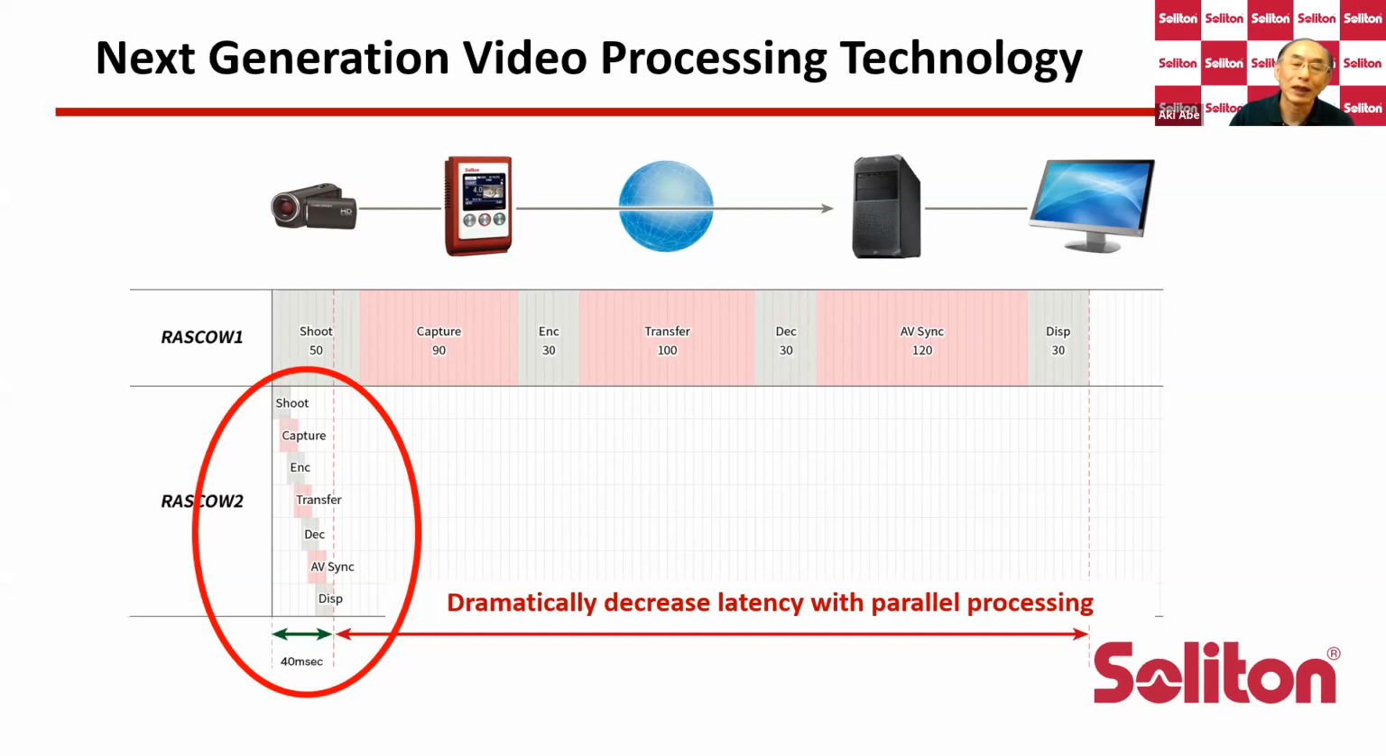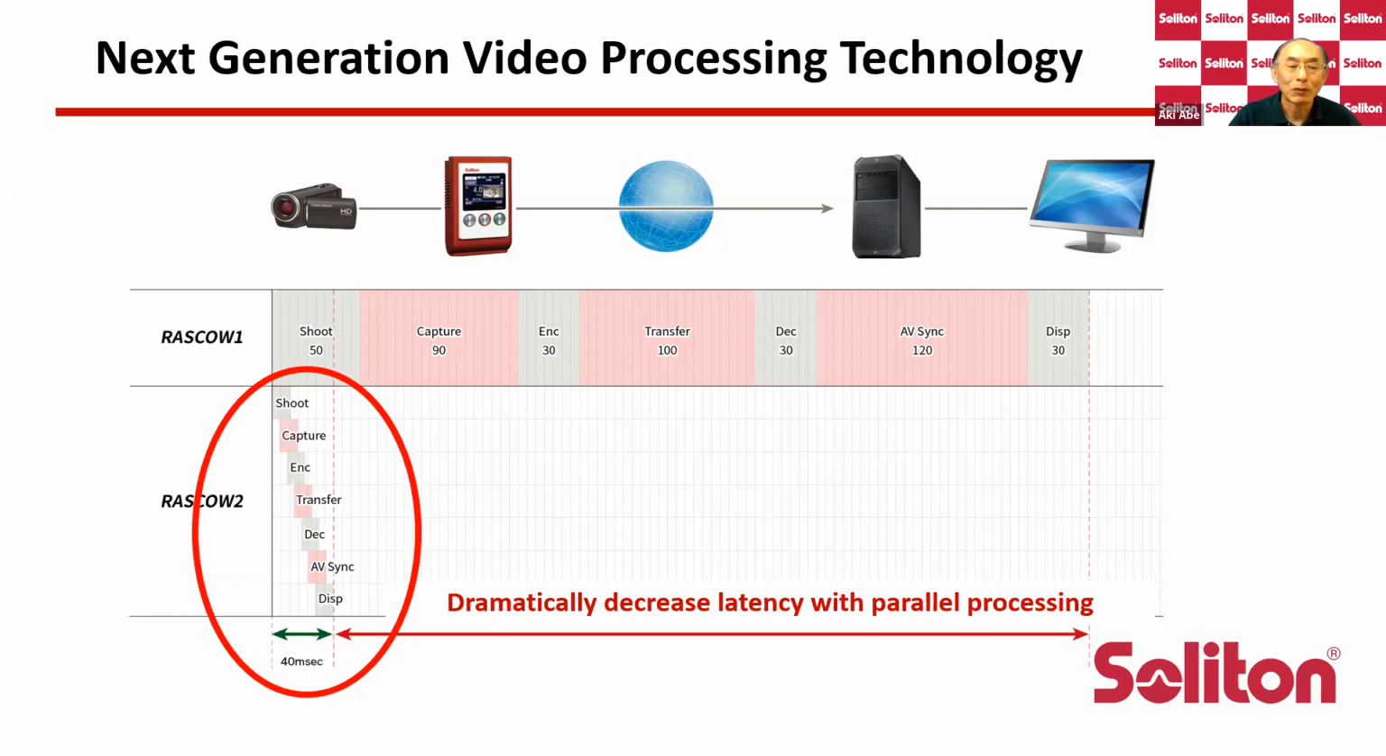So in this sequential process, we do this in RASCO. It's sub-second, about 1 second, so it can be half a second. But now we have more needs from the market. We want to do this as quickly as possible.